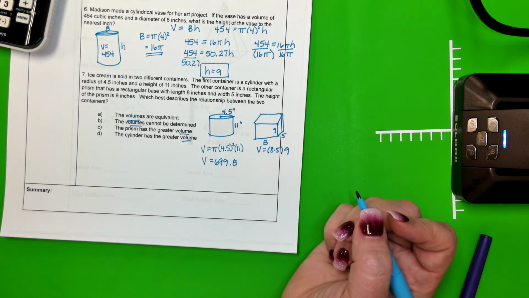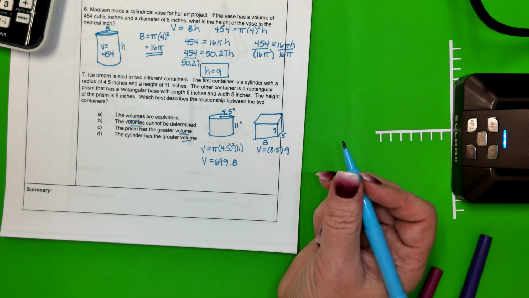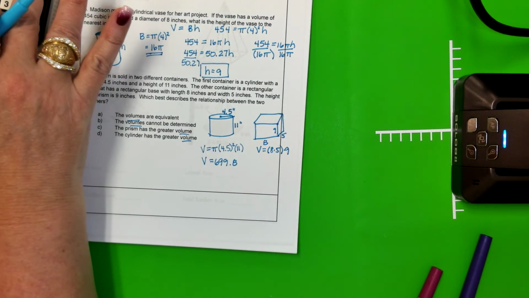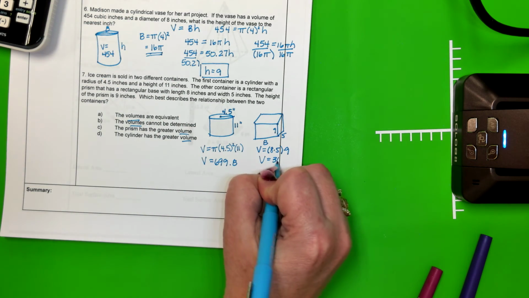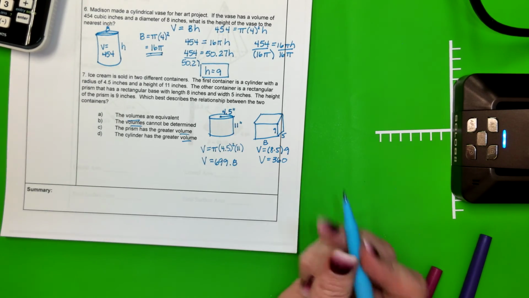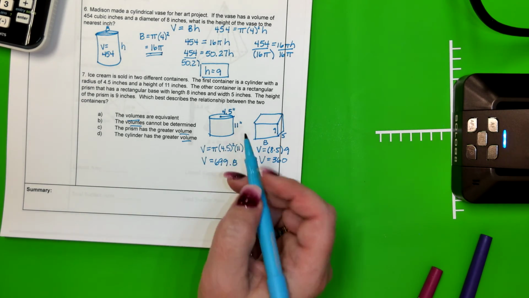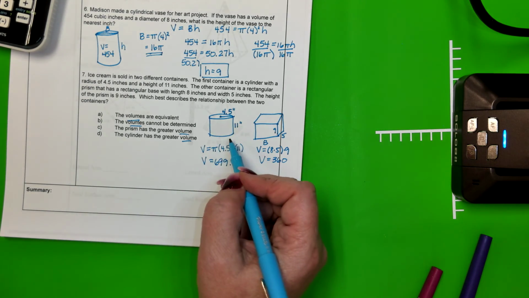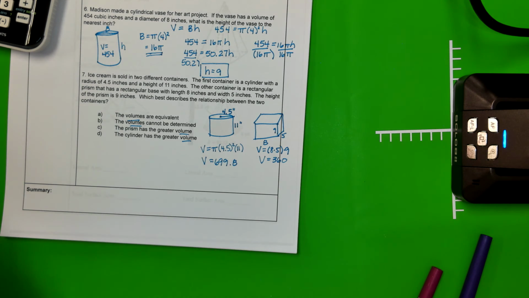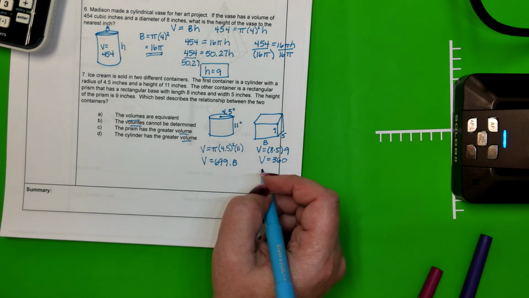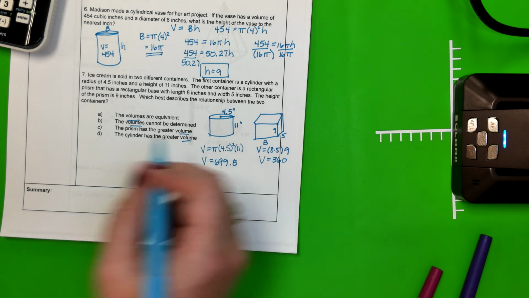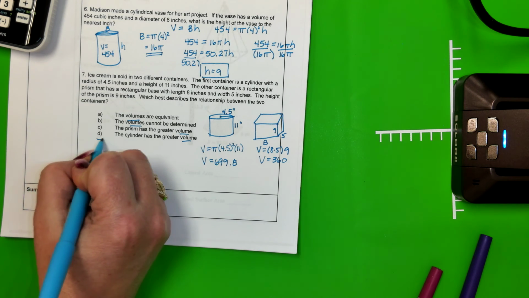And then the volume of the prism is the area of the base, which was 8 by 5, times the height, or length times width times height, which is what you're used to seeing. So 40 times 9 is 360. The cylinder takes about 9 inches across versus 8 inches across, and it's 2 inches taller, but it holds close to double the amount. So obviously the cylinder has the greater volume.